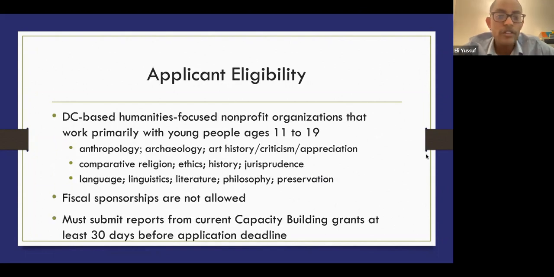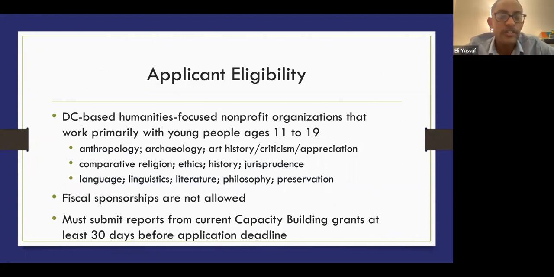All right, so who's eligible for this grant? Like I briefly mentioned earlier, nonprofit organizations based in DC with a humanities focus in their mission and evident in their programming. You should be able to look at the listed humanities disciplines and see if you'll be able to fit in one or more. Just to note, these will also be available for you to select on the application itself. So those disciplines are there in those 3 bullet points. And fiscal sponsorships are not allowed for this grant, since it's only open to nonprofits.